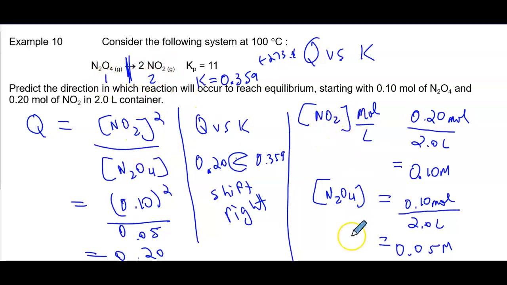I had to first calculate their concentrations because remember that Q and K mean square brackets, which means moles over liters. So I calculated 0.1 and I calculated 0.05 and I plugged them in, and I had to raise NO2 to the second power because there's 2, and N2O4 was to the first power because there's only 1. I plugged it in, got that, and then I looked at Q versus K, and I saw that I had a less than sign, because 0.2 is less than 0.3, so Pac-Man is heading to the right, so it shifts to the right.